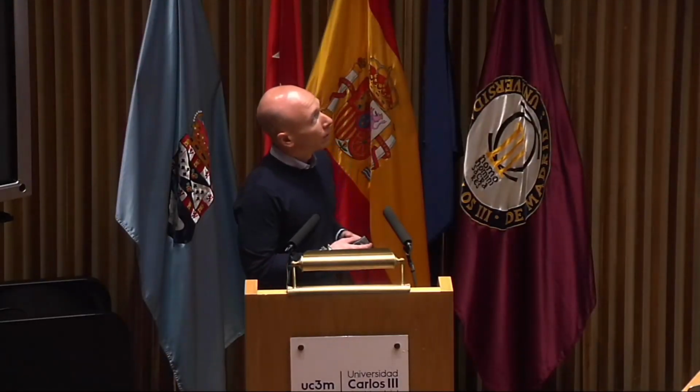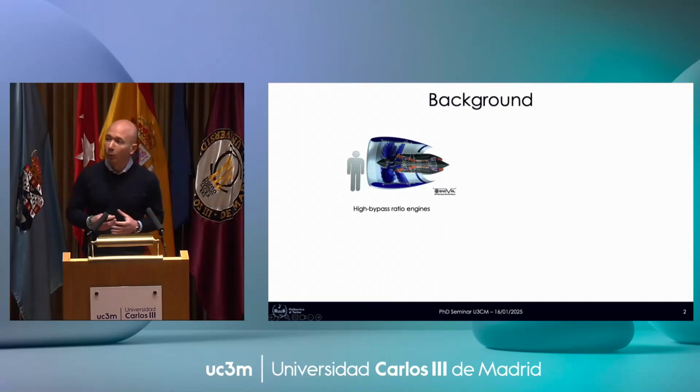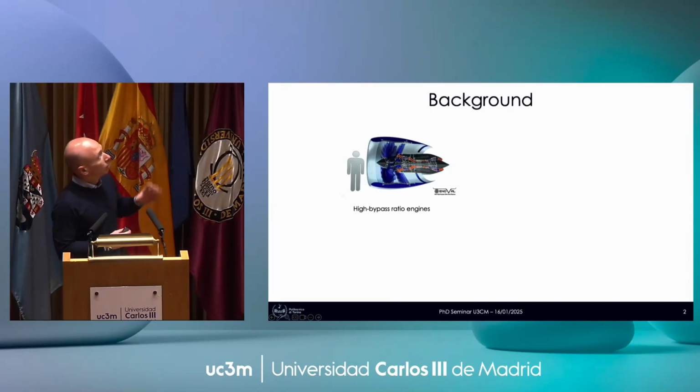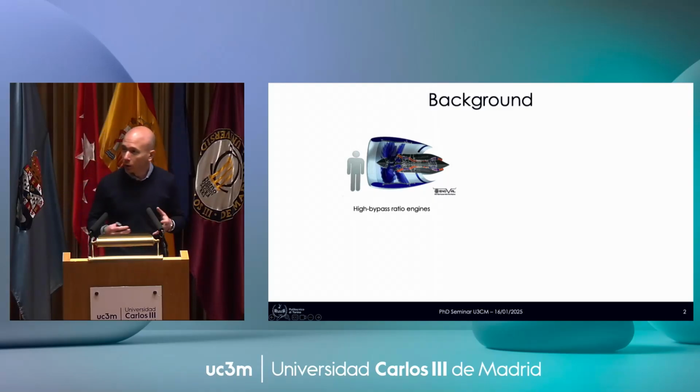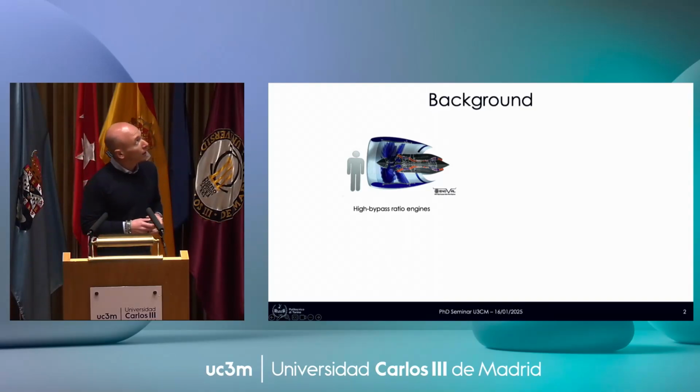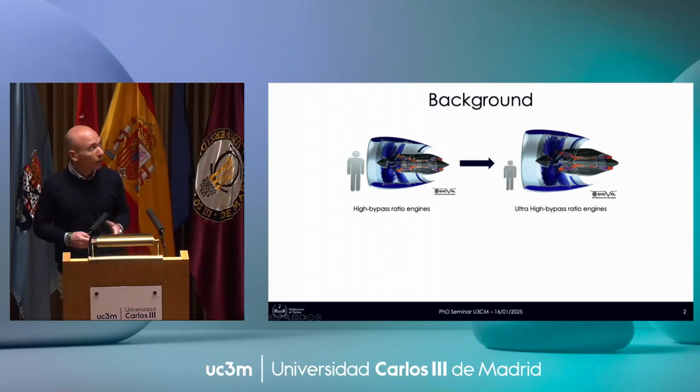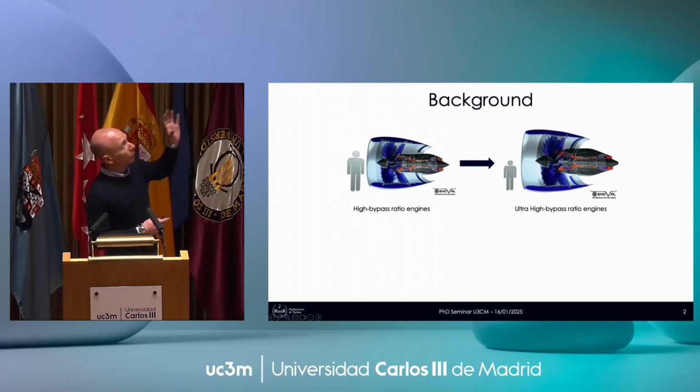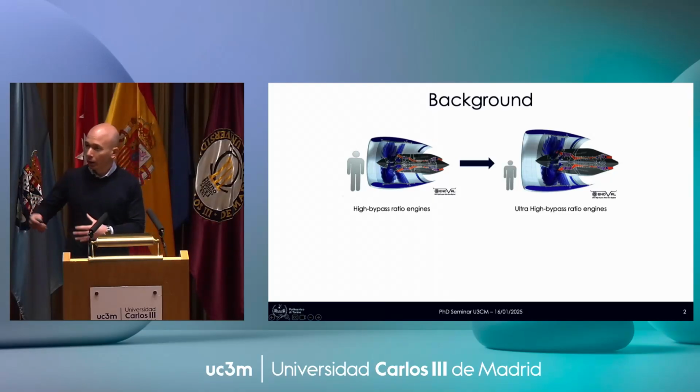So let's start with a bit of introduction about the topic for those of you who don't know what a liner is. This is a conventional engine, the one that you usually fly with when you take a conventional aircraft, mid to large size. And what's happening today is that the engine shape is changing. We are moving from what is called the high bypass ratio engine to something called an ultra bypass ratio engine, because it pollutes less, and also the noise associated with this engine is lower.